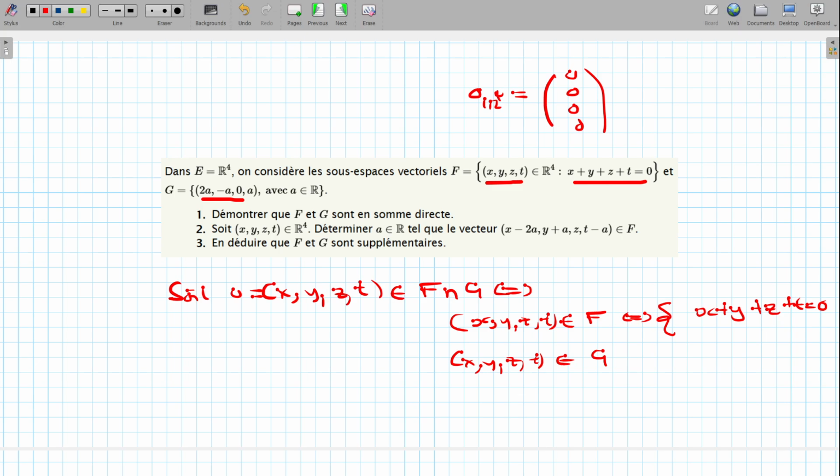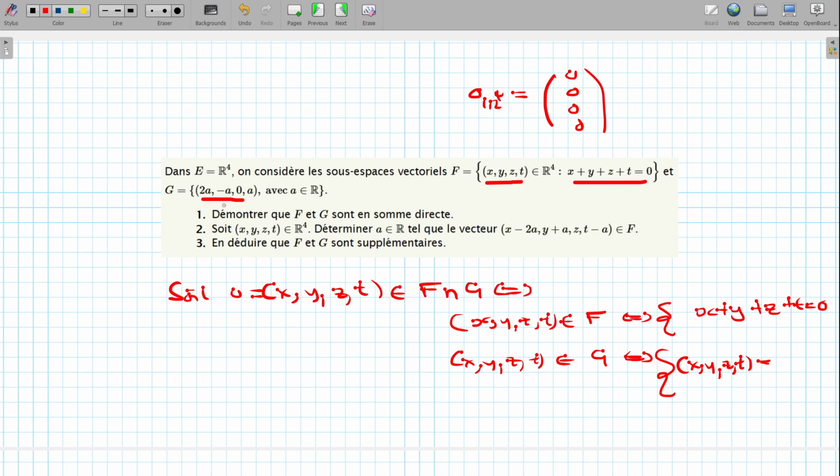Then what does it mean for this vector to be in G? Well, it means that it has to satisfy the condition for G. So the condition for G here says that every vector is written in this form. Every vector for G is written in this form. So here, what we can write is that this vector x, y, z, t is equal to this vector that we have here.